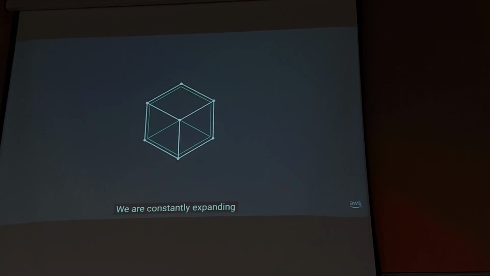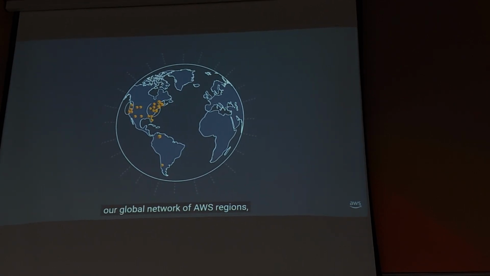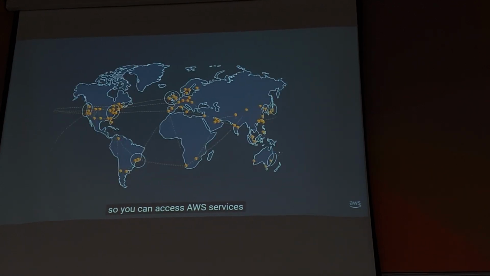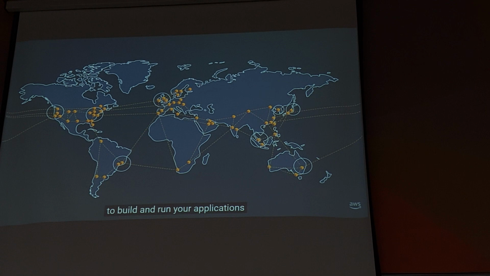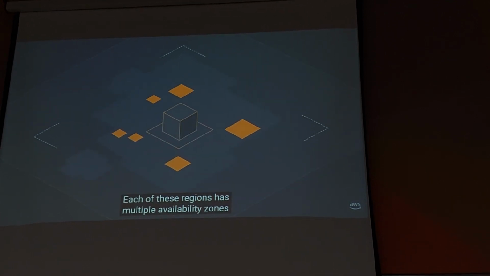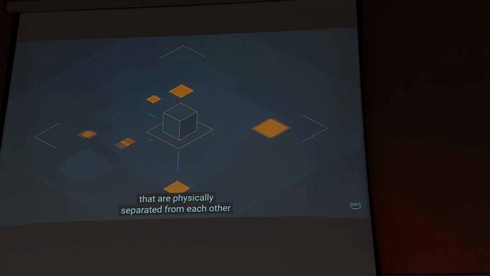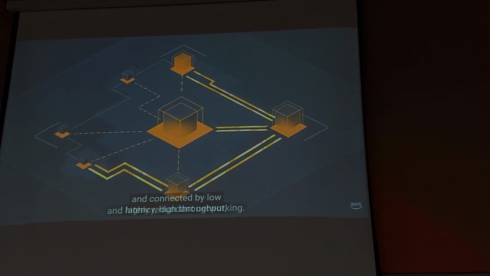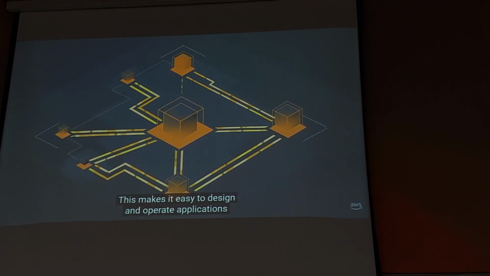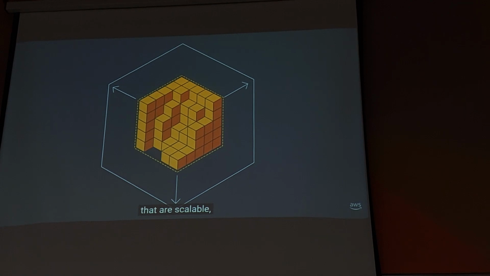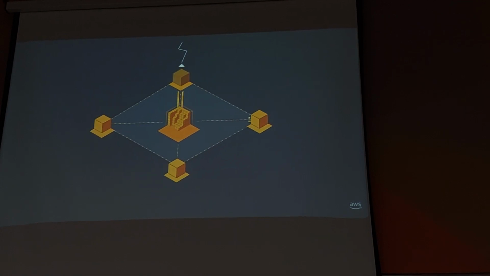We are constantly expanding our global network of AWS regions, so you can access AWS services to build and run your applications from anywhere in the world. Each of these regions has multiple availability zones that are physically separated from each other and connected by low latency, high throughput, and highly redundant networking. This makes it easy to design and operate applications that are scalable, fault tolerant, and highly available.